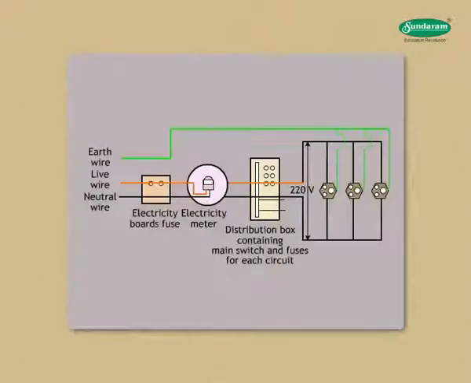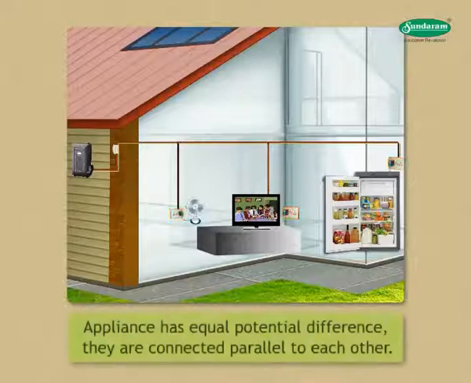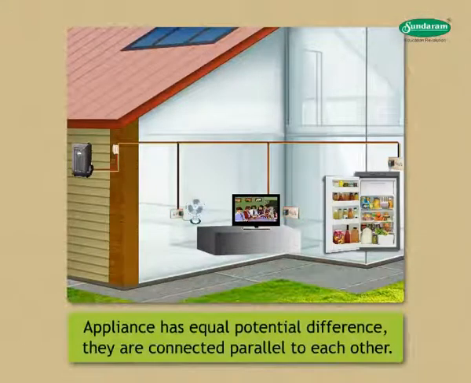This shows a schematic diagram of one of the common domestic circuits. In each separate circuit, different appliances can be connected across the live and neutral wires. Each appliance has equal potential difference. They are connected parallel to each other.